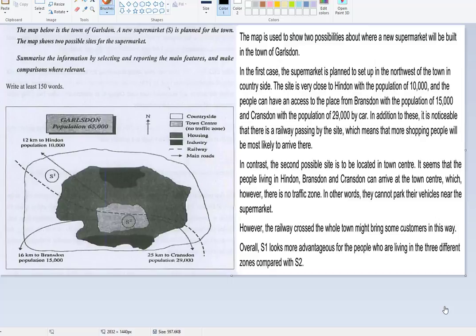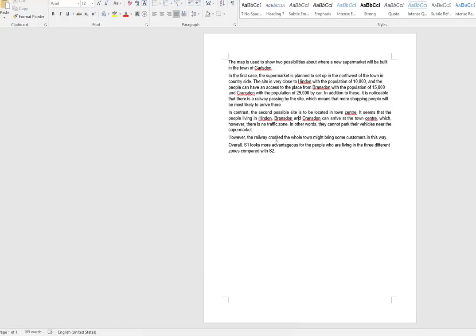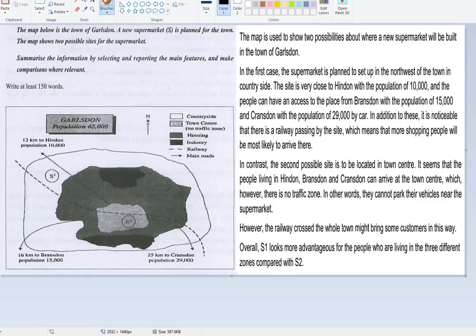Okay, here's script 10, a map. Let's look at the word count. Word count comes in at 189 words. Fairly reasonable for task 1. The map below is the town of Charleston. A new supermarket is planned. It shows 2 possibilities for the supermarket. So we have S1, S2.